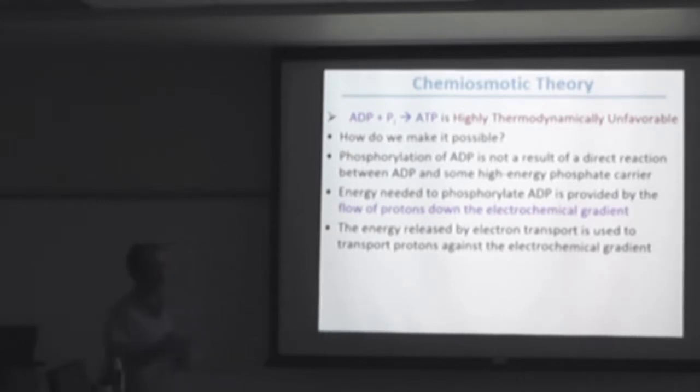So when you produce that gradient, that's the energy stored from those electrons. As those protons flow down the electrochemical gradient through the ATP synthetase, it causes conformational changes that can force ADP and phosphate to form ATP. And we'll see how that works.